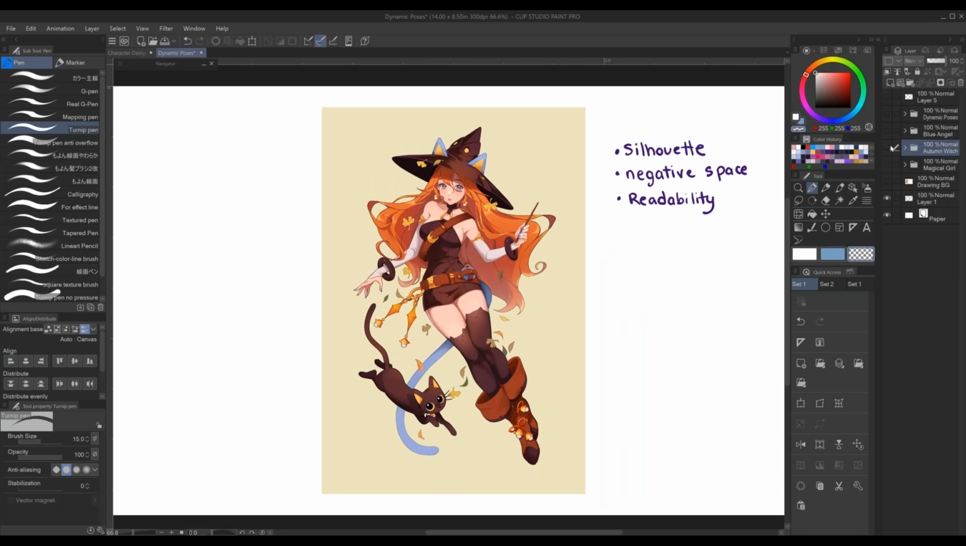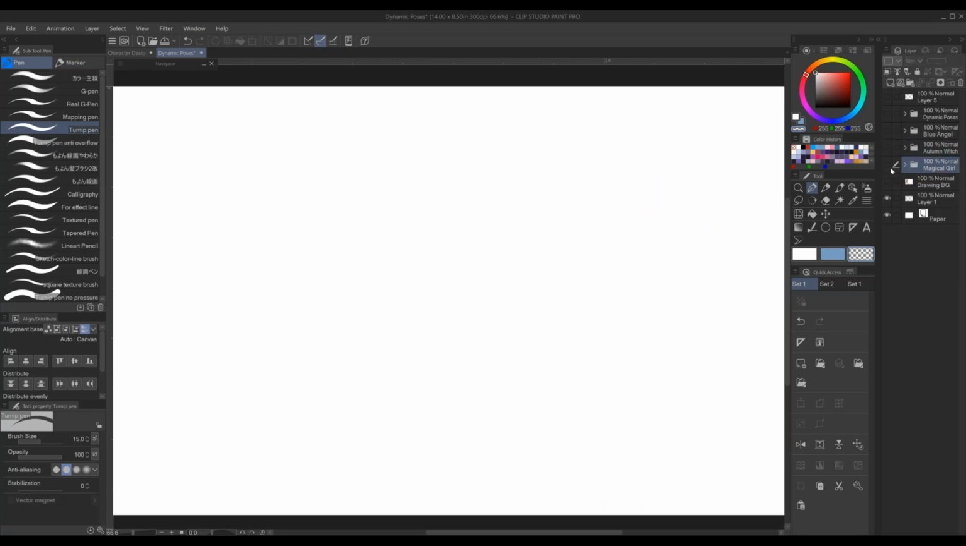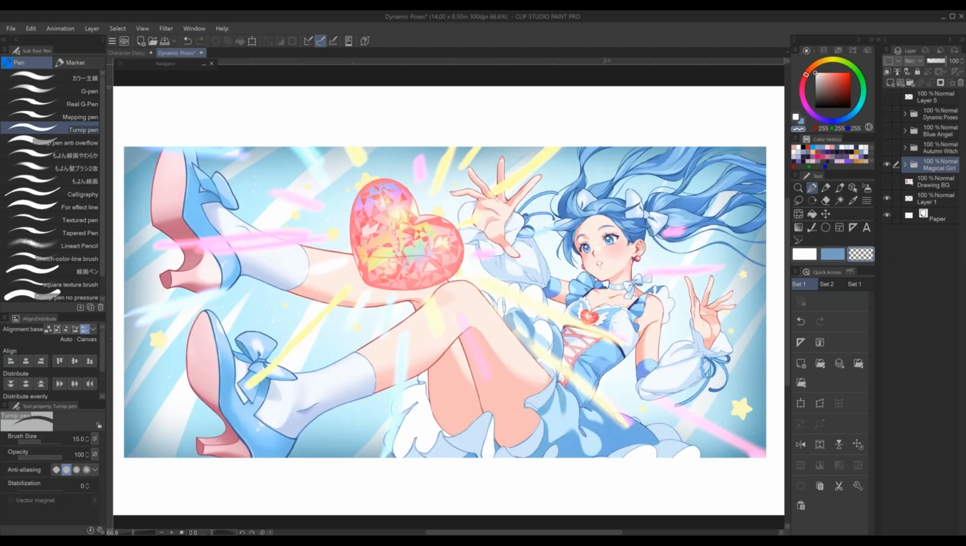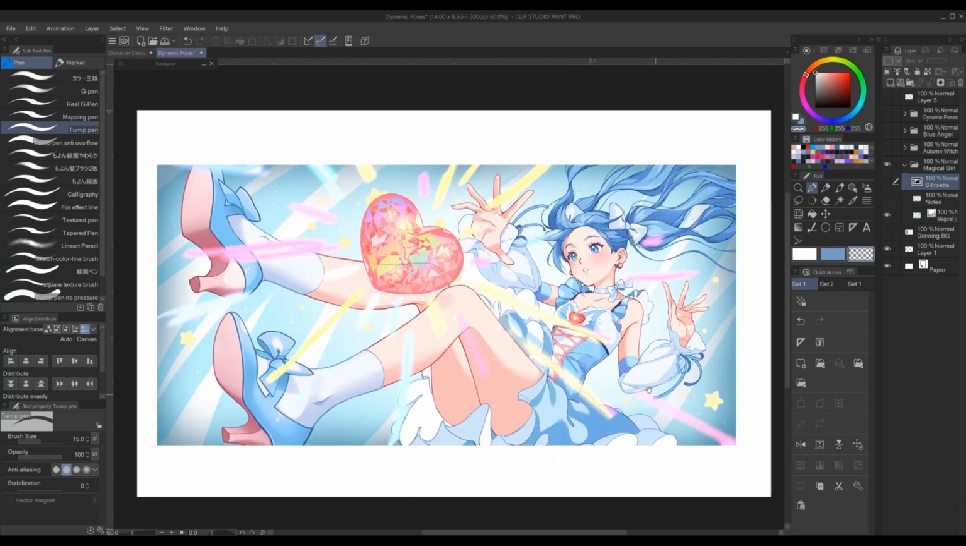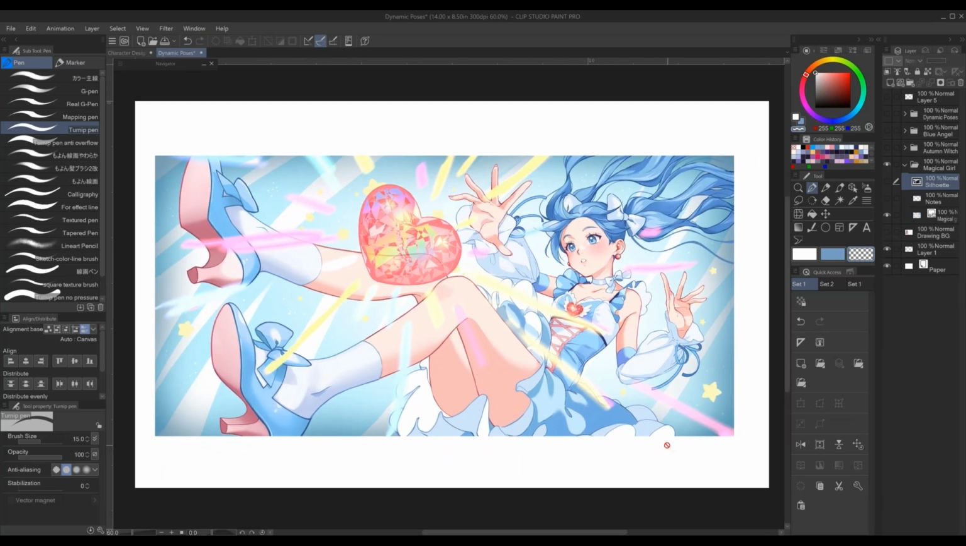And then let's move on to this last one here. This is the magical girl drawing that I did. It was also in the Graphics League promotions. And I feel like this one hits a lot of the elements that I discussed earlier as well. It's perspective, silhouette, negative space, and readability.